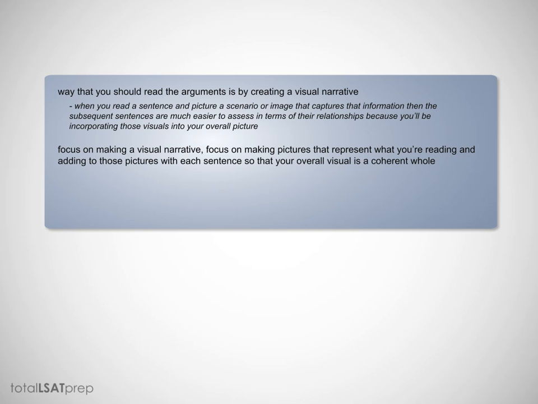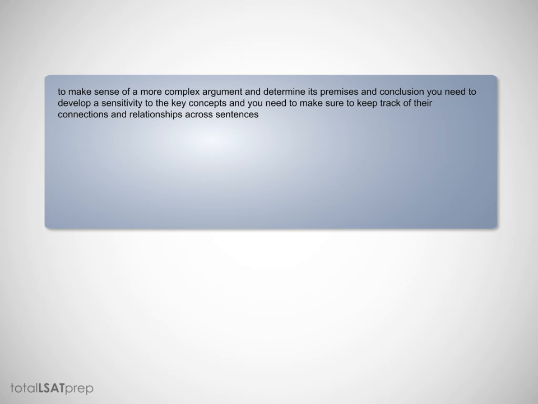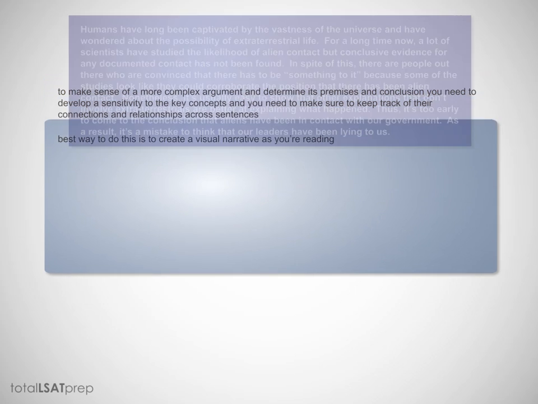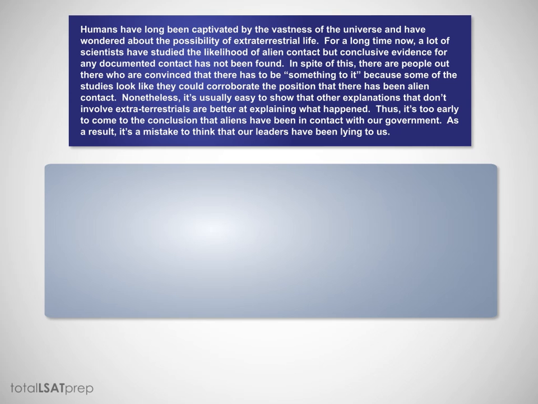Okay, so to recap quickly. To make sense of a more complex argument and determine its premises and conclusion, you need to develop a sensitivity to the key concepts, and you need to make sure to keep track of their connections and relationships across sentences. The best way to do this is to create a visual narrative as you're reading. And remember, you don't want to spend a lot of time and resources analyzing each sentence. What I've explained in this video should be used as a framework to make the arguments easier to understand. Okay, so let's take a look at this argument to see this approach in action.